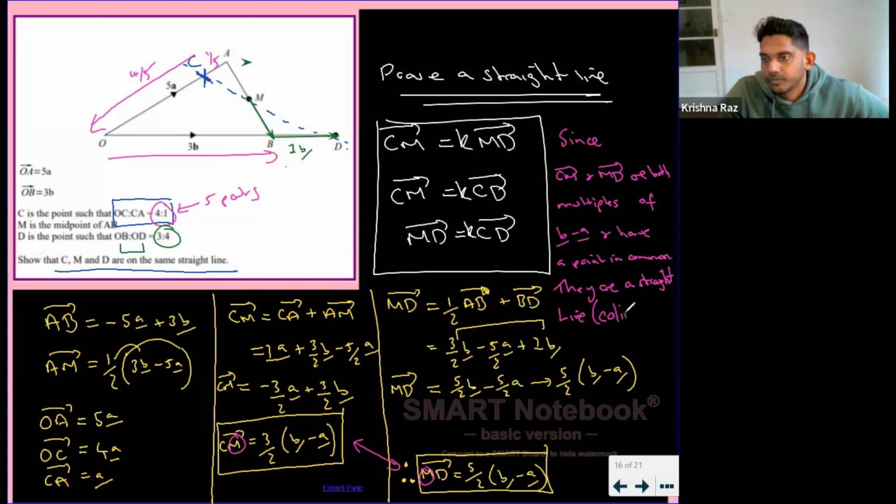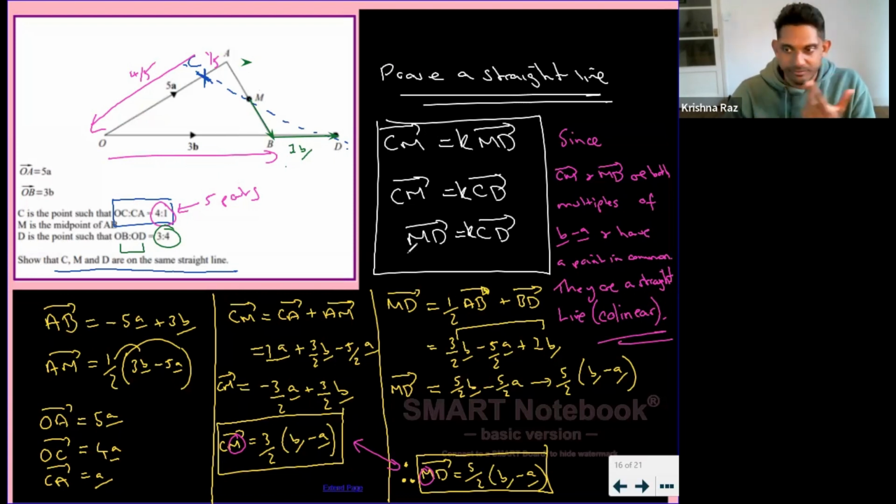Writing collinear. Makes sense? Yeah, it looks a real mess once you've finished, but the process was to show that two parts of the line are multiples of one another. Yeah, so let's practice that again and do another example.